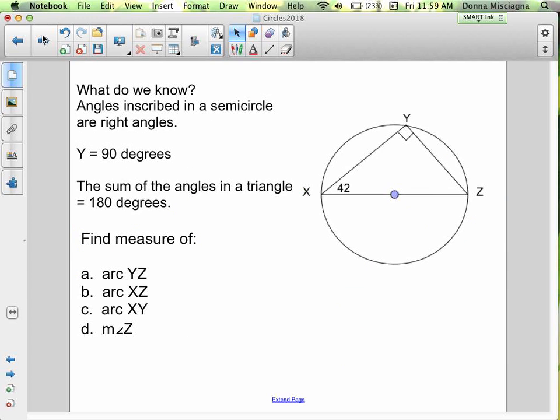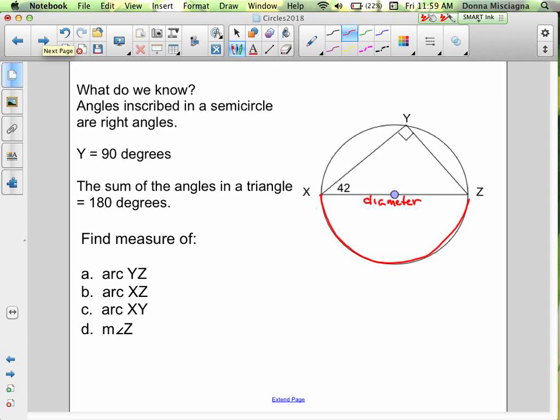All right, so what do we know? We know angles inscribed in a semicircle are right angles. Here we have the diameter of the circle. That tells us something about arc XZ. And we also know that the sum of the angles in a triangle equal 180 degrees. So let's find all of these.